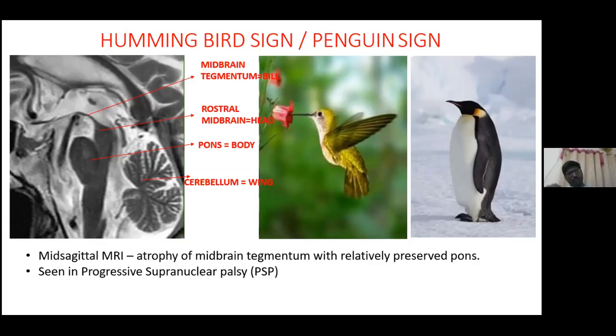I want you to go and read all the Parkinson plus syndromes. Again, those are very commonly asked: multiple system atrophy, corticobasal degeneration, and progressive supranuclear palsy.